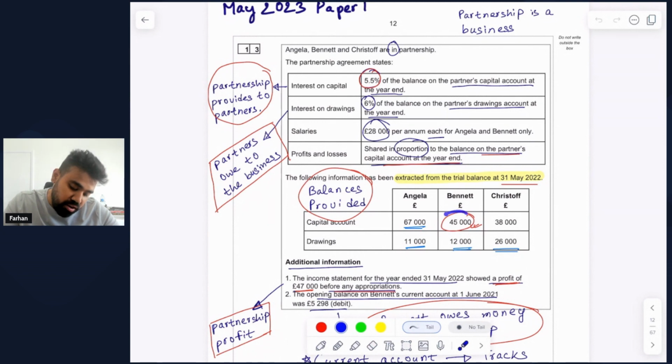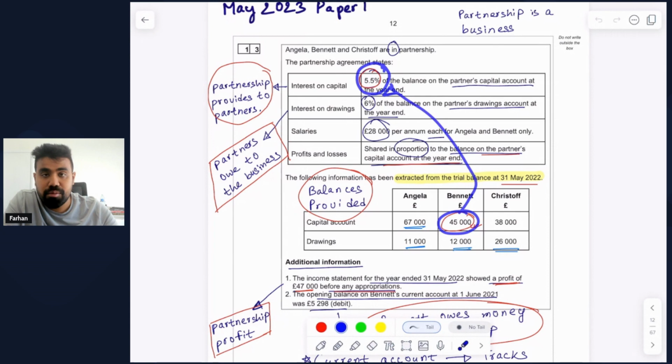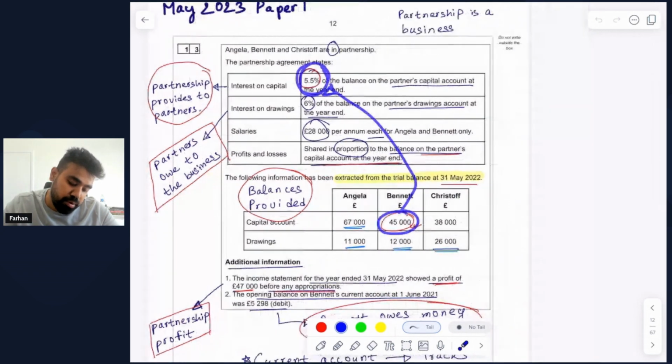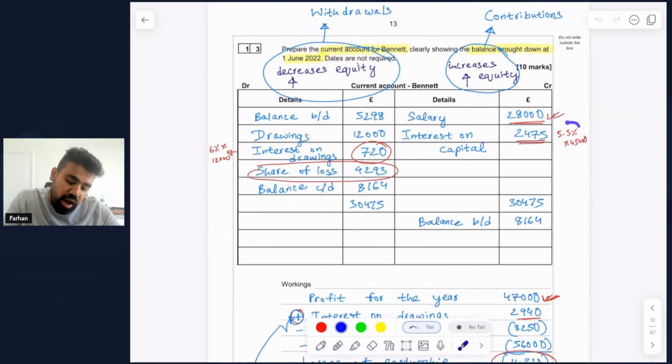So Bennett had an end of year capital account balance of £45,000, and Bennett is going to receive 5.5% on this capital that Bennett has invested in the business, and the partnership, which is the business, is going to give this 5.5% to Bennett. So what we have to do in this case to calculate the interest on capital is to multiply 5.5% on the 45,000 investment of capital that Bennett has made, and that should give us £2,475 as the interest on capital relevant to Bennett's contribution during the year.